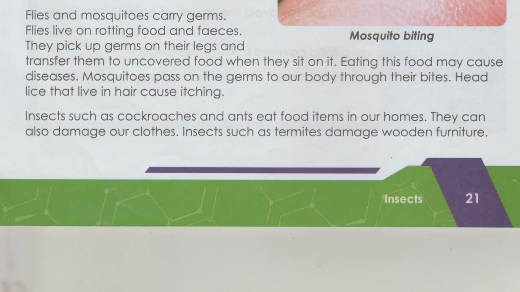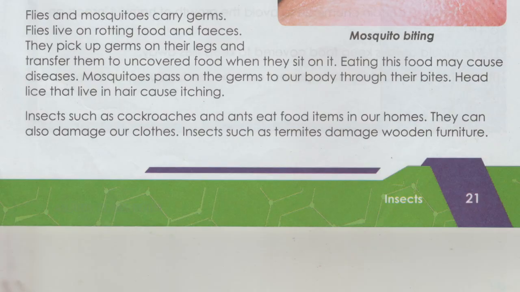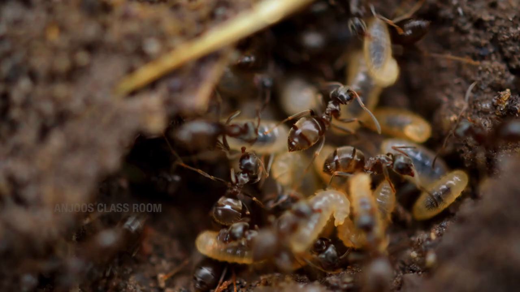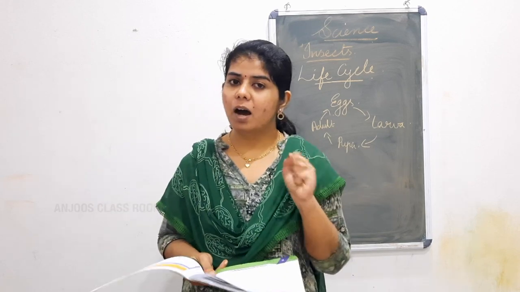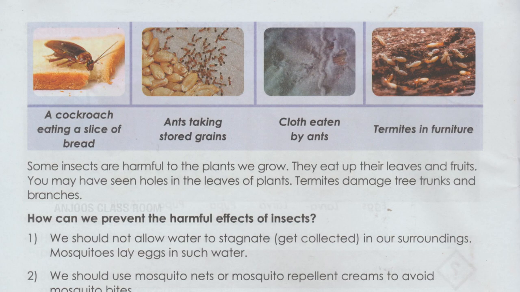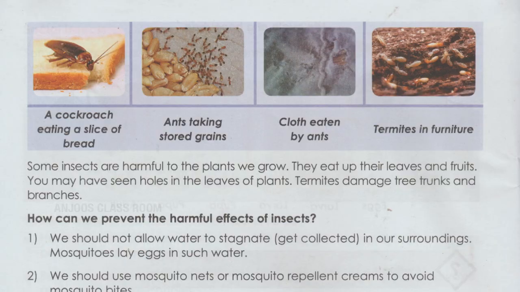Insects such as cockroaches and ants eat food items in our house. Then they can also damage, of course, cockroaches and all, they eat our clothes also. Insects such as termites, what do they do? They will eat the furniture, wooden furniture. So they are the examples for some of the harmful insects. You can see the picture given: a cockroach eating a slice of bread, ants taking the stored grains, even sugar is a main example. Then cloth eaten by the ant, termites eating the furniture.